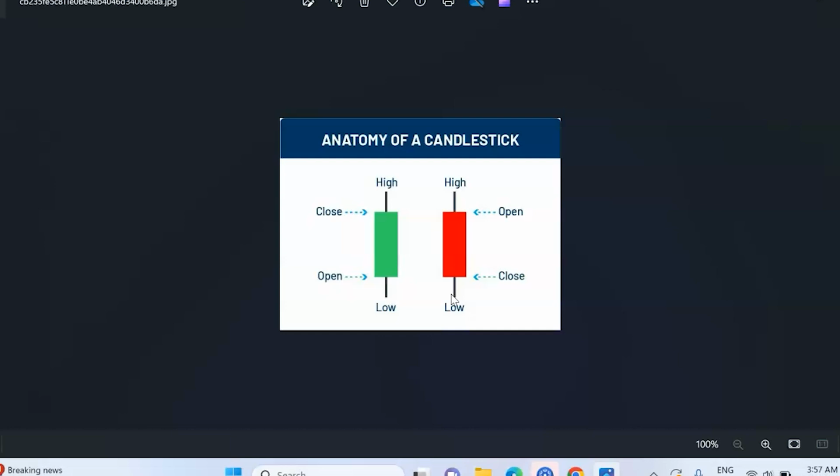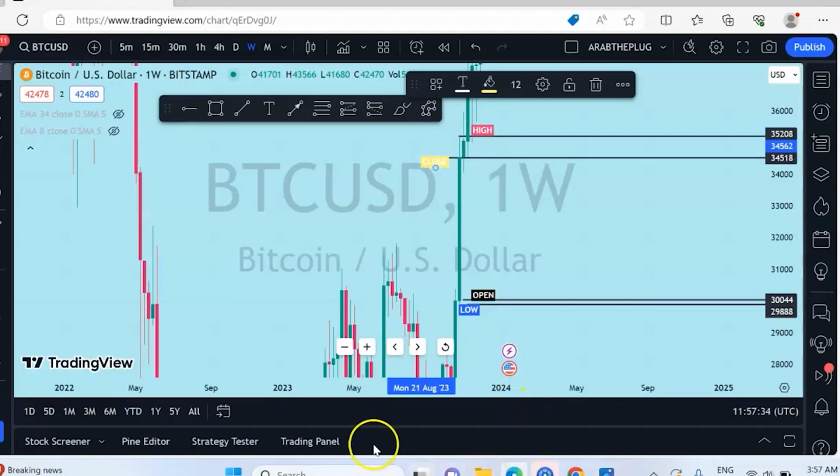What is the difference between the bullish and the bearish candle is the open and the close. For the bullish candle, the open is just at the bottom and the close is up. And for a bearish candle, the open is at the top and the close is at the bottom. It's just a simple concept of price going up and the concept of price coming down. So let's go into our chart and see what a bearish candle looks like.